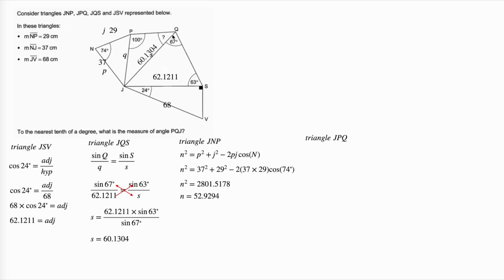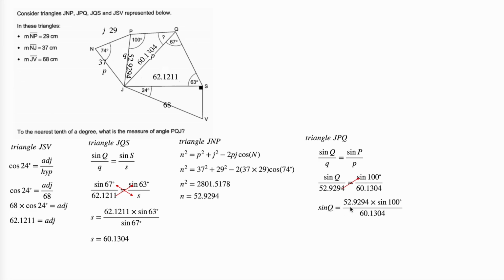This is my side Q, it's opposite that. I'm going to change this side S to side P. We know that side Q, this length, is really 52.9294. I'm going to write that in here, which I'm going to call this side Q now instead of side N. This triangle JPQ. The sine of Q over side Q is the same as the sine of P over side P, which gives me the sine of Q, because we don't know what Q is, over side Q, which is 52.9294, is the sine of 100 over 60.1304.